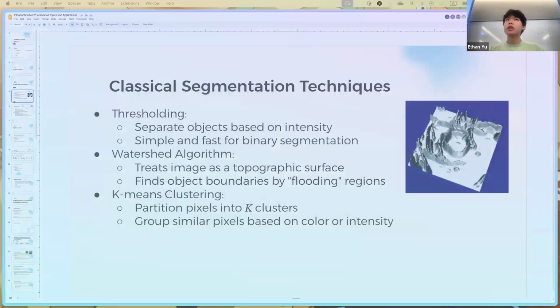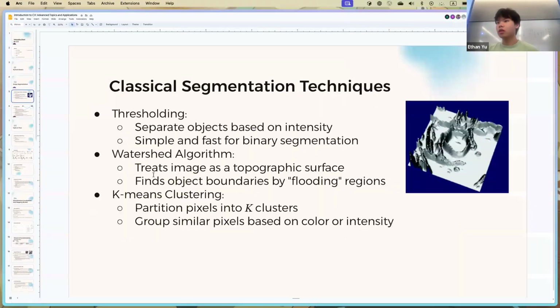So one of them, as we said before, is thresholding, right? You just threshold with the histogram of intensity, you get some sort of segmentation going on, right? That's very basic. Another technique is called the watershed algorithm.